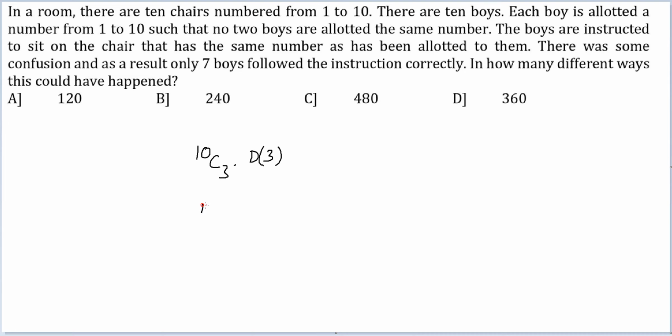10C3 is nothing but 10 into 9 into 8 by 6. D3 is 2, so cancel, cancel. Get 2, cancel, cancel. I get 4. So 9 into 4 is 36. 36 into 10 is 360. The answer to the question should be 360.